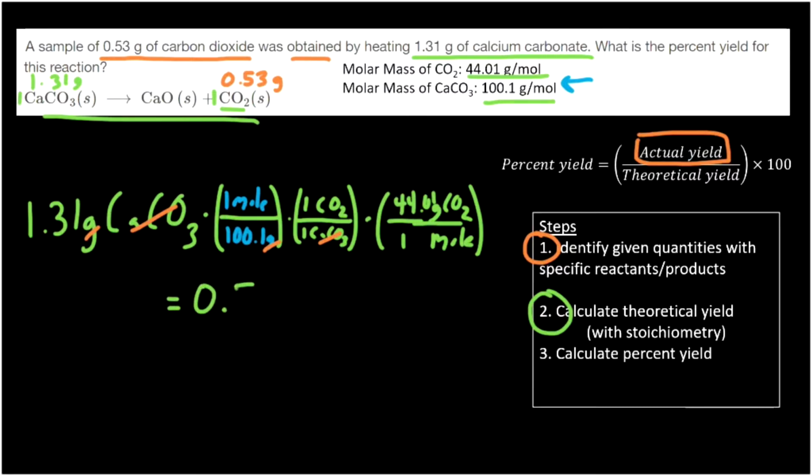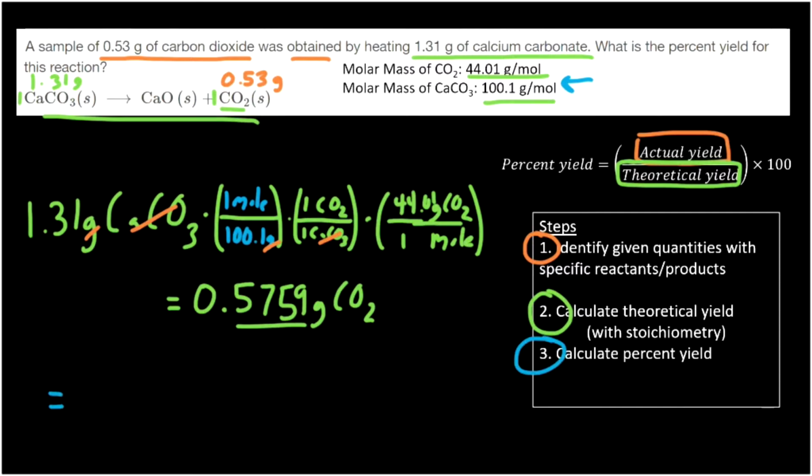It's 0.5759 grams. And that's CO2. Notice now, this number is a number I calculated, and it's bigger than my 0.53 grams of carbon dioxide that was obtained. So that's actually what's going to go down here in my theoretical yield. So now I'm ready to do step 3, which is calculate my percent yield. And when I calculate my percent yield, I'm going to put my actual yield. Remember, that's my 0.53. It's always the smaller number. And I'm going to divide by my theoretical yield, which is 0.5759. And then I'm going to multiply by 100.